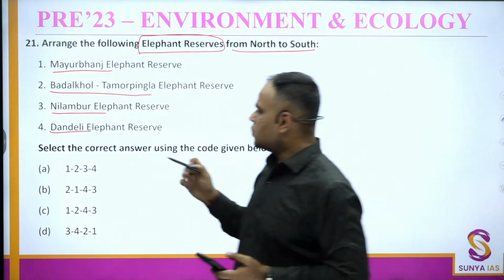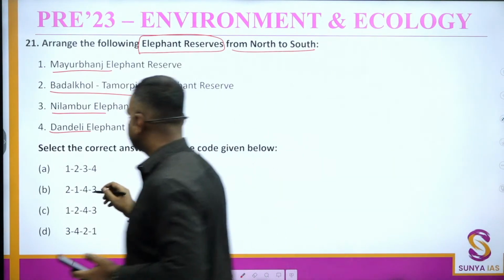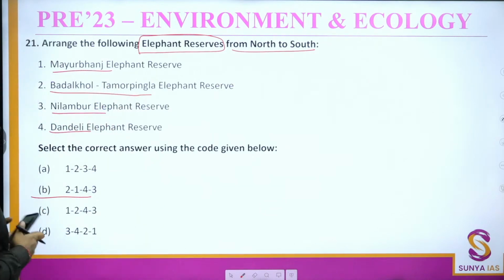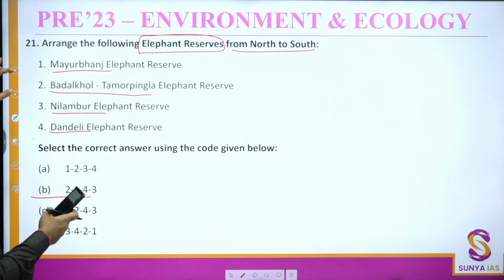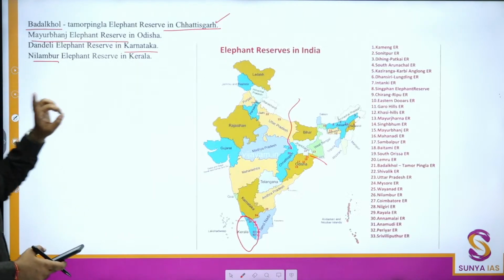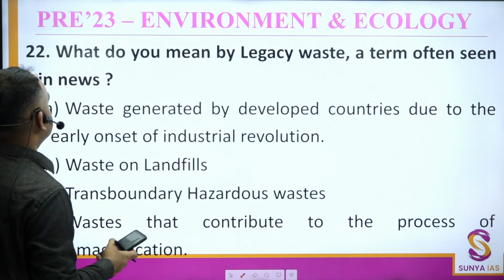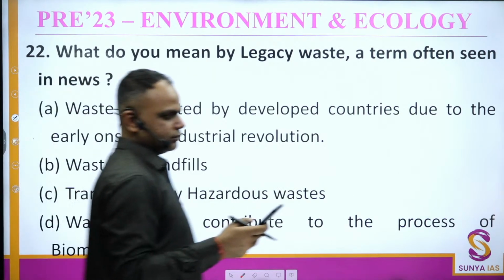So the answer here would be 2, 1, 4, 3. You start with Timor Pingla, then Mayurbhanj, then Dandeli, and last is Nilambur. So this is how you can answer that, right? Yes, somebody has mentioned MIKE sites as well. Yes, MIKE means Monitoring the Illegal Killing of Elephants.